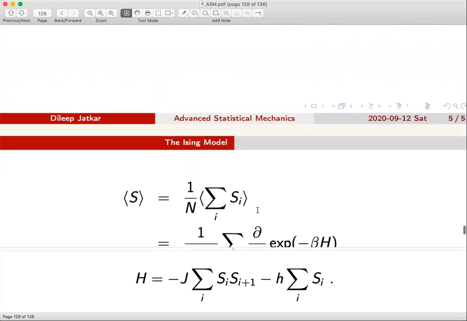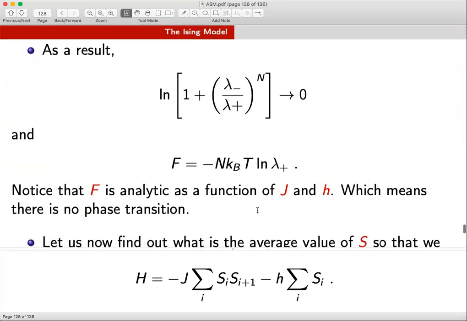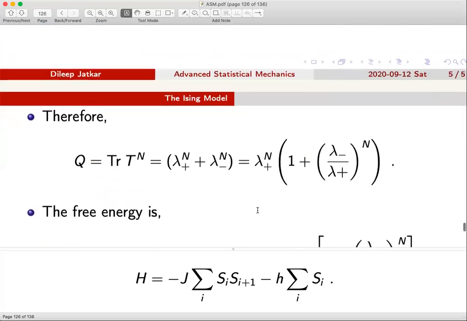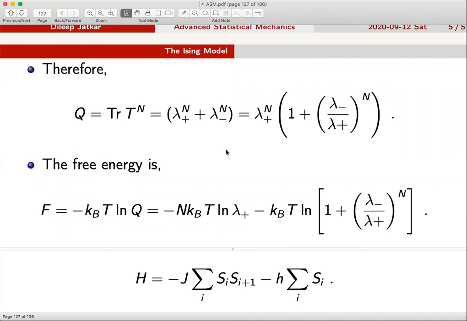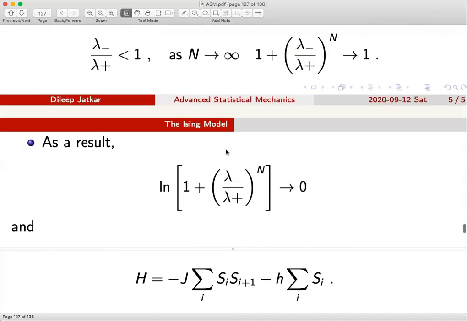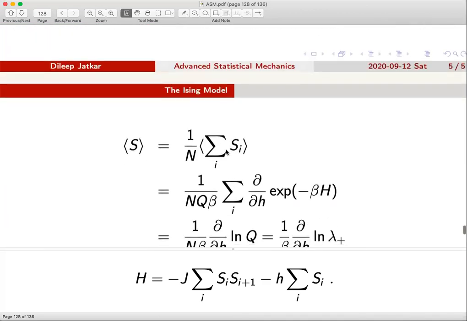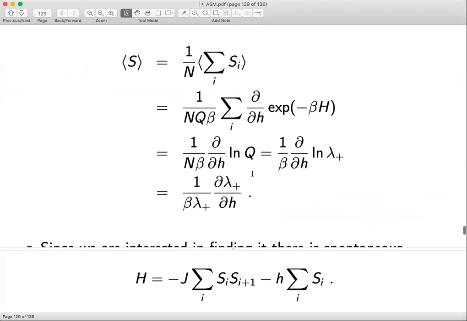But log of q is something we know, because q is lambda plus to the n. So therefore, log of q is just n times log of lambda plus. So that's what we'll put here. So this is just 1 over beta times del del h of log of lambda plus. The factor of n, I just cancel this factor of n out here.